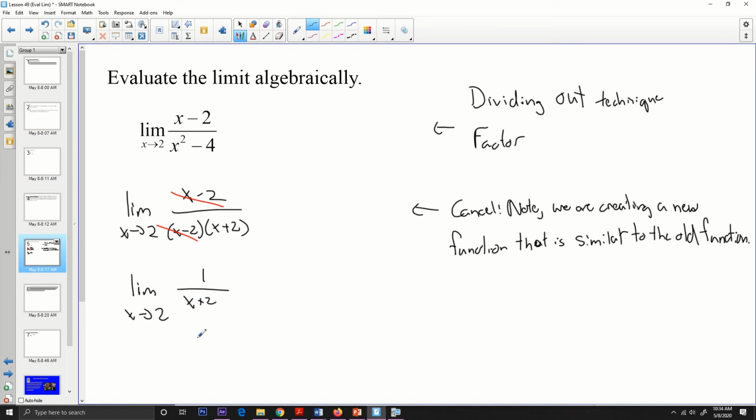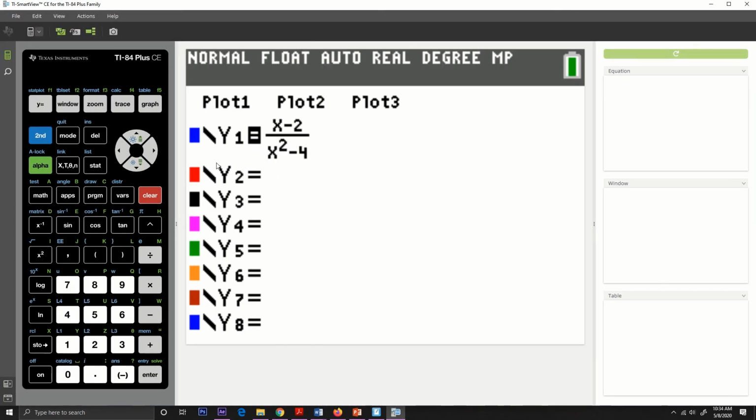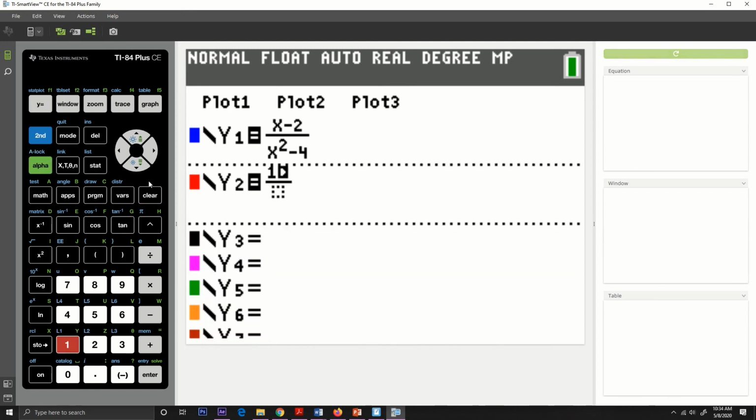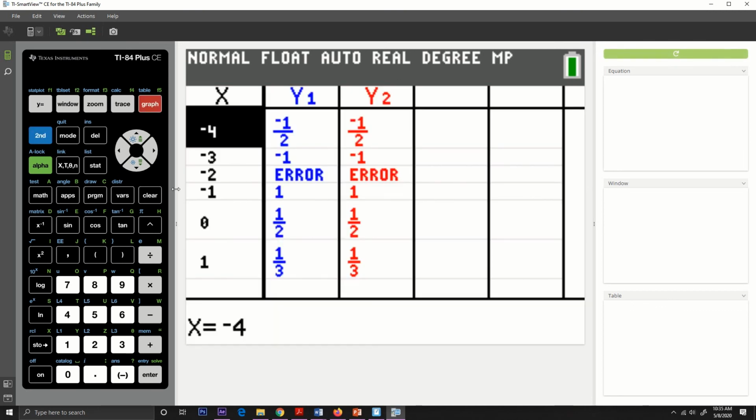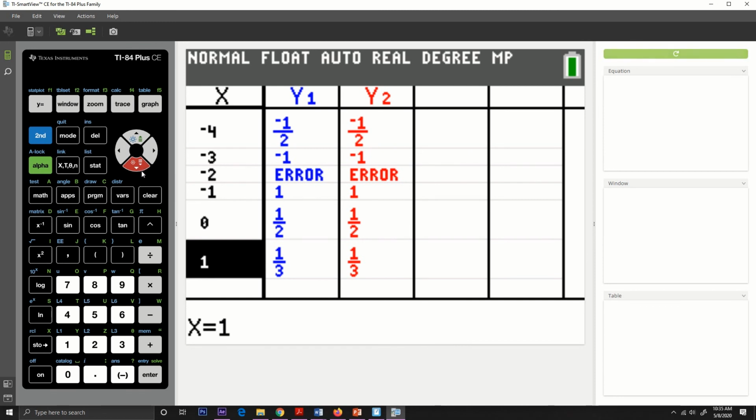Now this particular function is going to look almost exactly the same as the original function with the exception of x equals 2. So if I come down to this second function in the red and I go y equals, hit alpha, y equals, hit 1, and we go 1 over x plus 2, and I hit graph, we notice that I get essentially the same thing. They look exactly the same, but the only difference is when I bring up my table, at x equals positive 2 in the original, I just get an error.